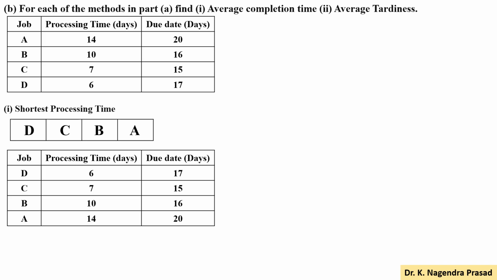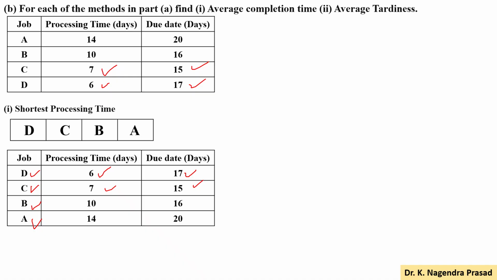So the first job is D, the next one is C, the next one is B, the next one is A. Similarly, you have to write down the processing time and the due date for the respective jobs. For job D, the processing time is 6 and the due date is 17. So I have to write down 6 and 17. Next for job C, the processing time is 7 and the due date is 15. So write down 7 and 15 here.